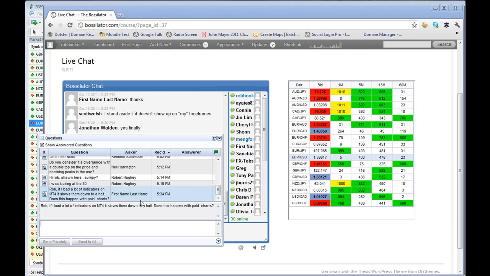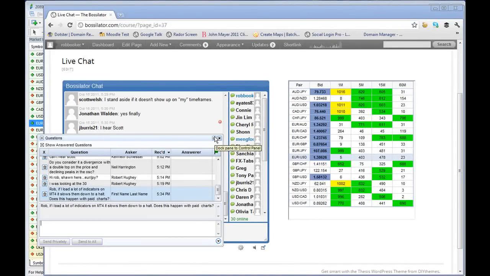Rob asks, if I load a lot of indicators on MT4, it slows them down to a halt. Does this happen with paid charts? What a great question. MetaTrader is historically known for slowing down when we add a bunch of indicators, and there's almost nothing you can do except for buy a higher-powered computer. I know that sounds like a terrible idea and a terrible solution. That's not necessarily true with TradeStation. TradeStation seemed to run fairly smoothly for me, no matter how many indicators I loaded onto TradeStation, but everyone's experience is going to be different depending on the type of computer that you have.